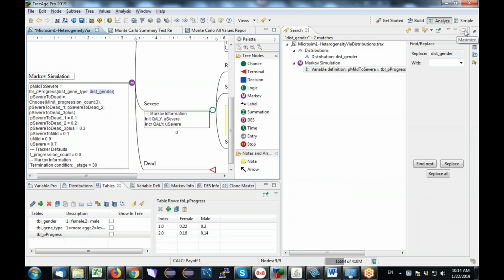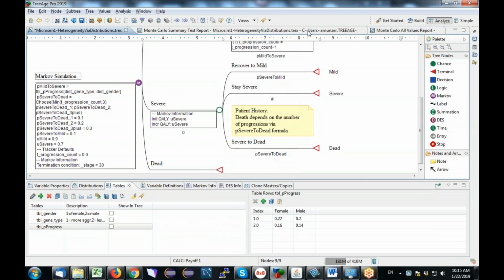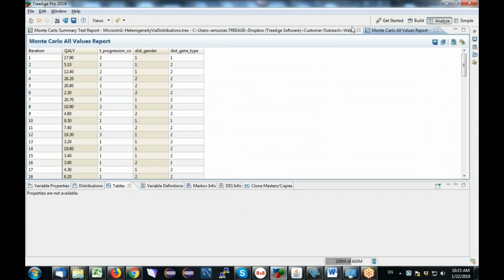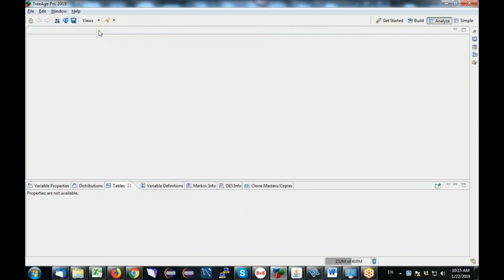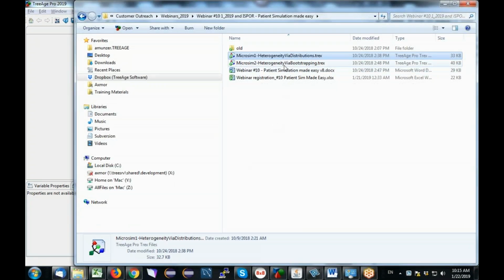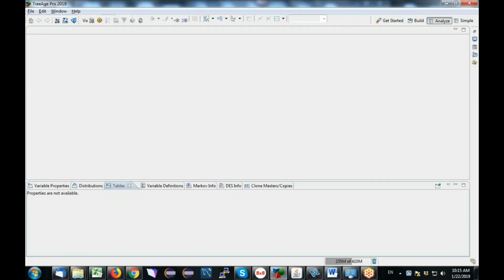So in this example that we just did, we assigned the characteristics based on demographics. You might instead have a patient database. You might have information on individual patients that you could use as inputs in the model. So I want to show you how you can do that. So I'm just going to close this model and the results. And I'm going to open up the second model here, Heterogeneity via Bootstrapping.